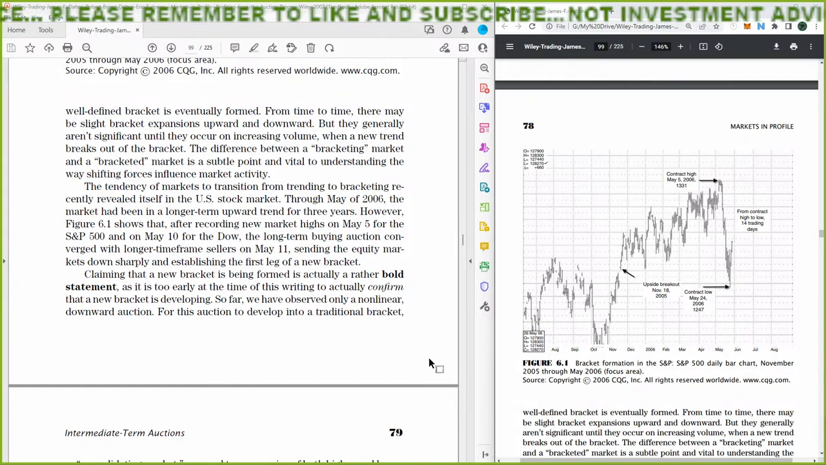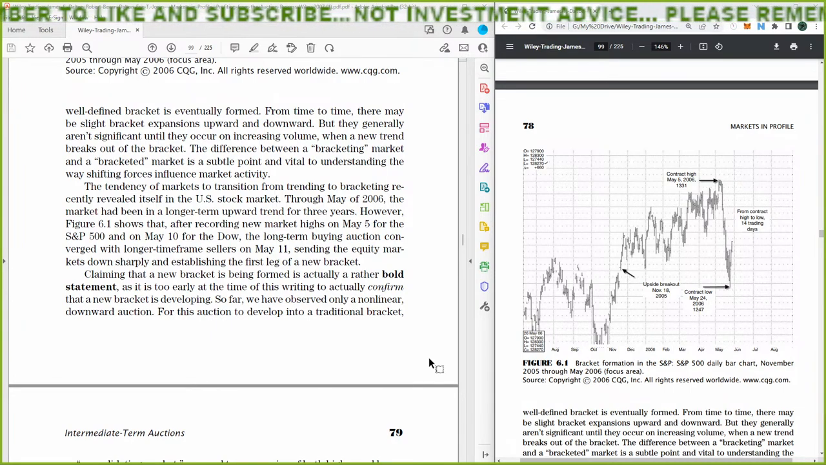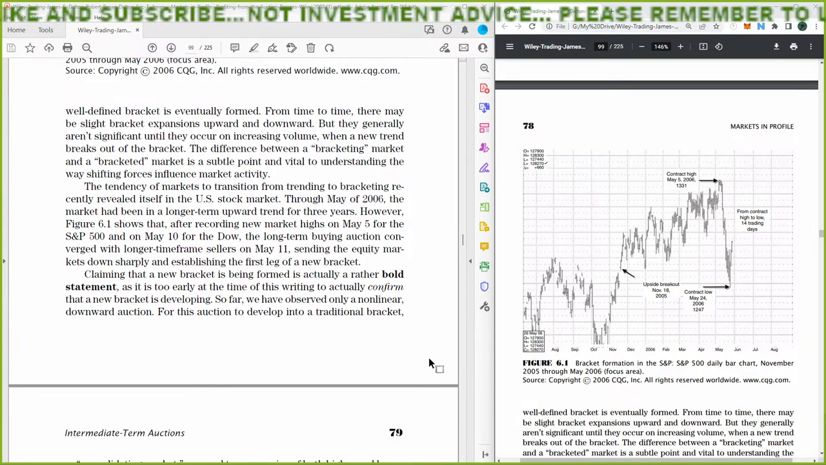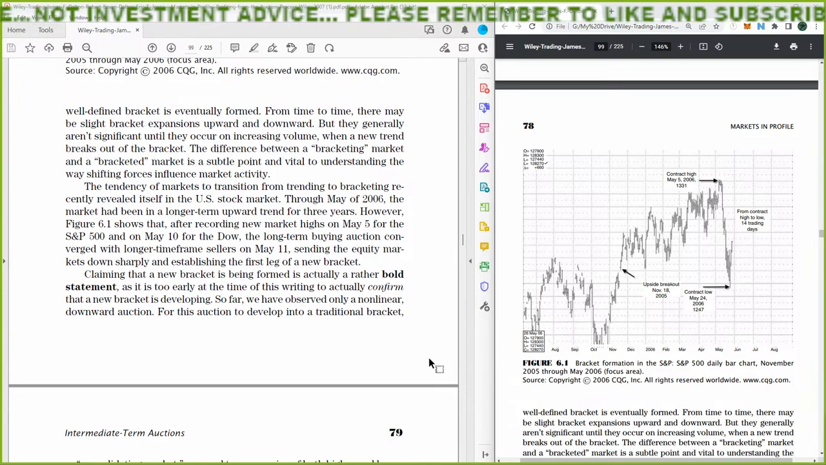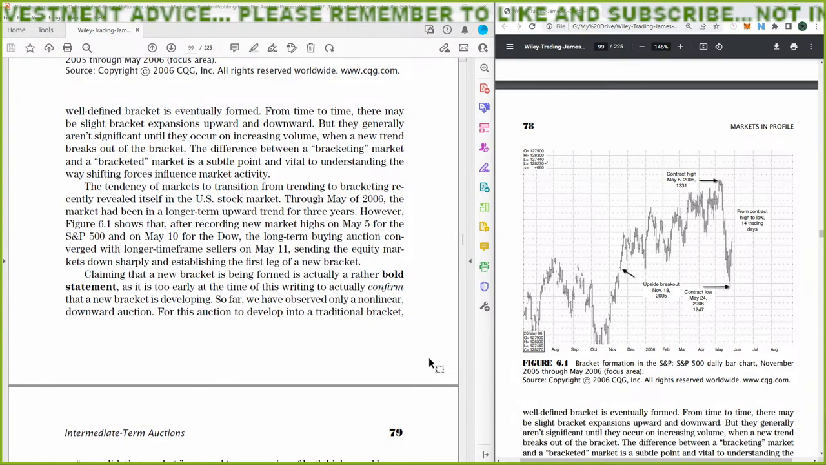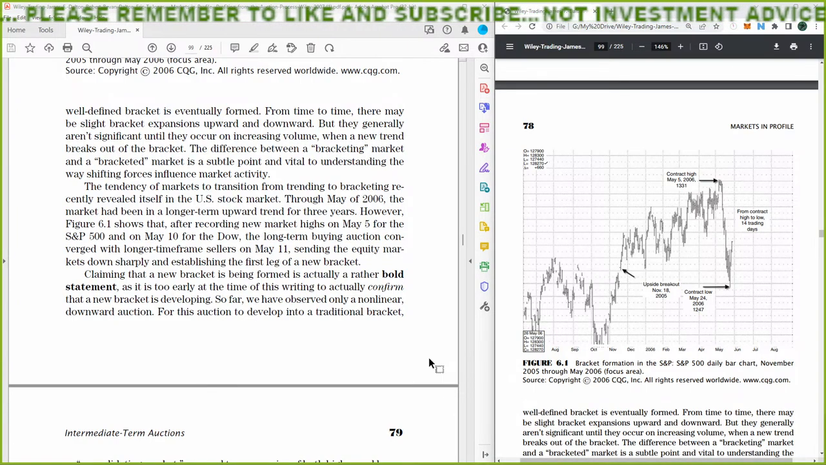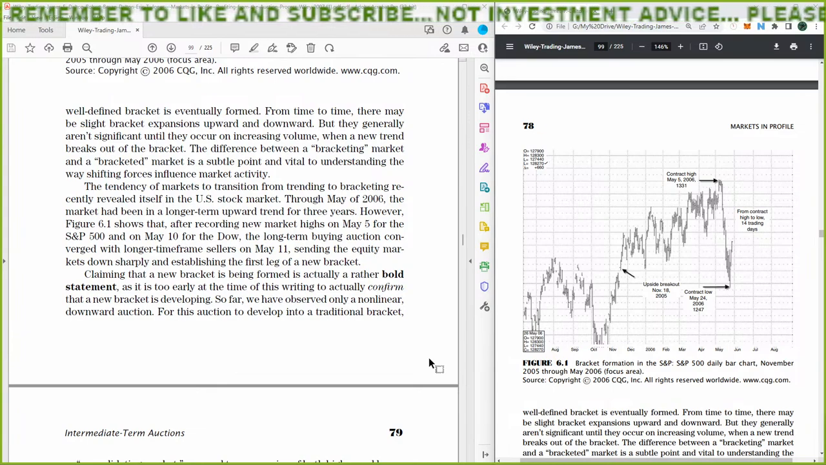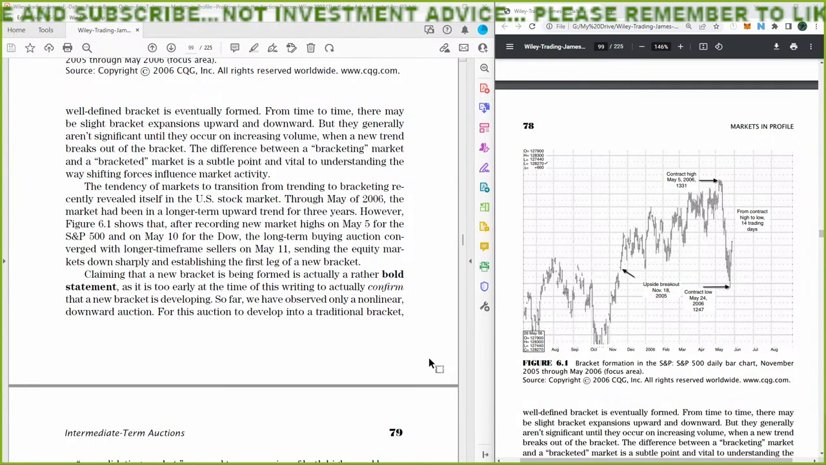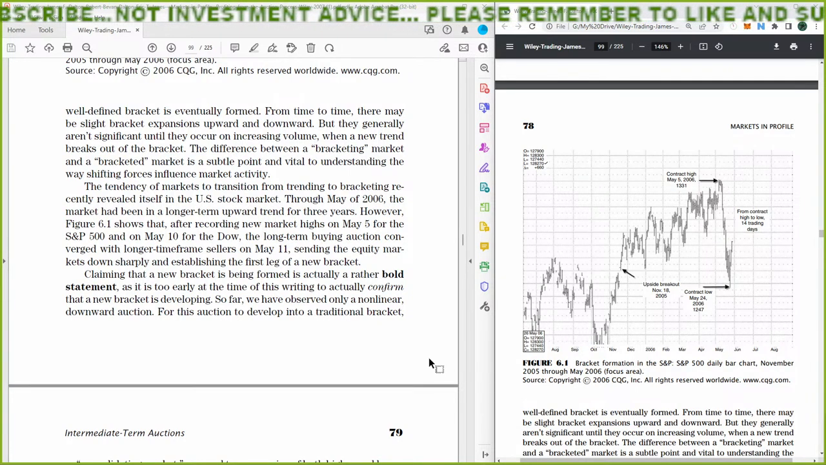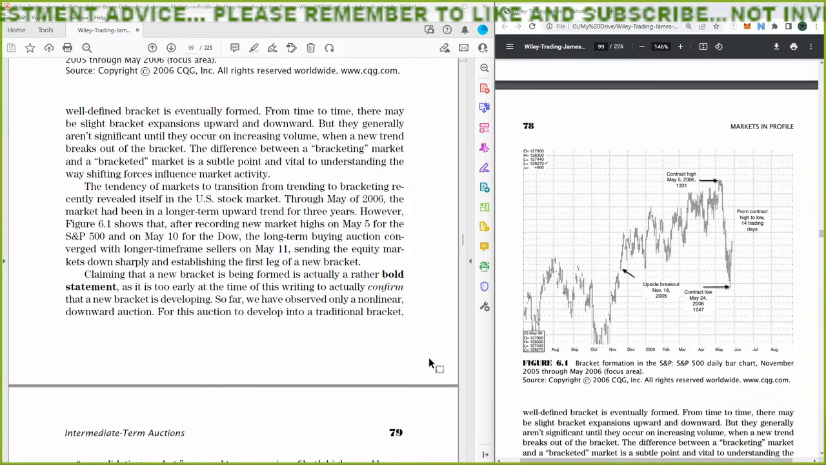The tendency of markets to transition from trending to bracketing recently revealed itself in the U.S. stock market. Through May 2006, the market had been in a longer-term upward trend for 3 years. However, figure 6.1 shows that after recording new market highs on May 5th for the S&P 500 and on May 10th for the Dow, the long-term buying auction converged with longer time frame sellers on May 11th, sending the equity markets down sharply and establishing the first leg of the new bracket.